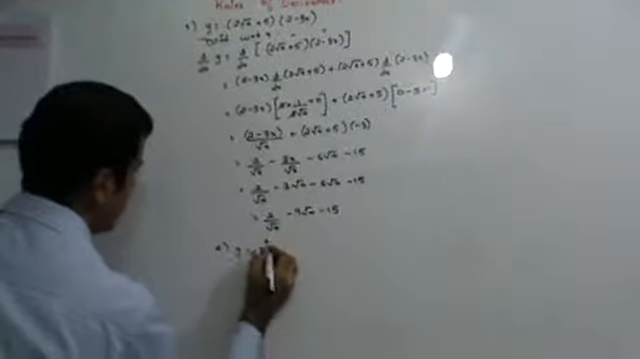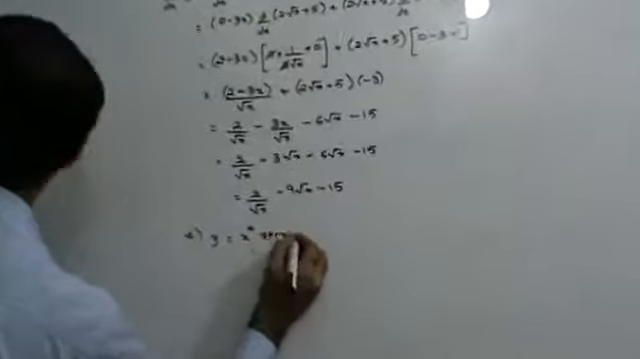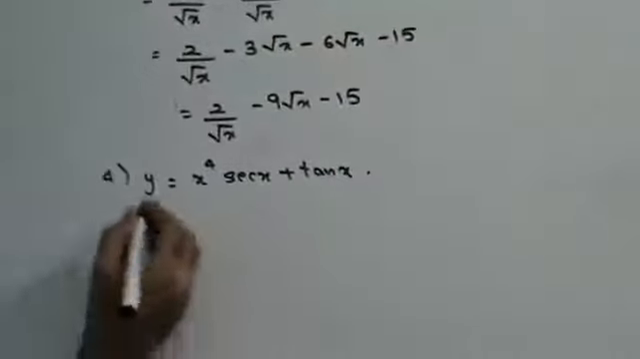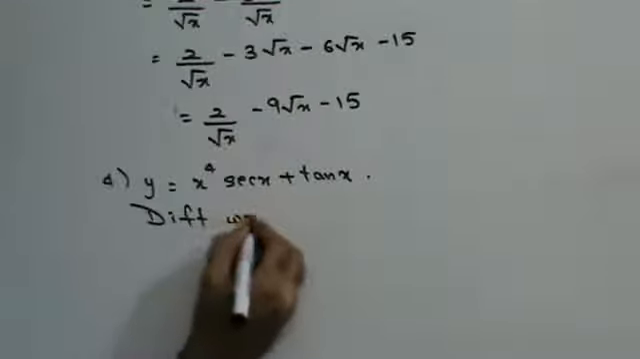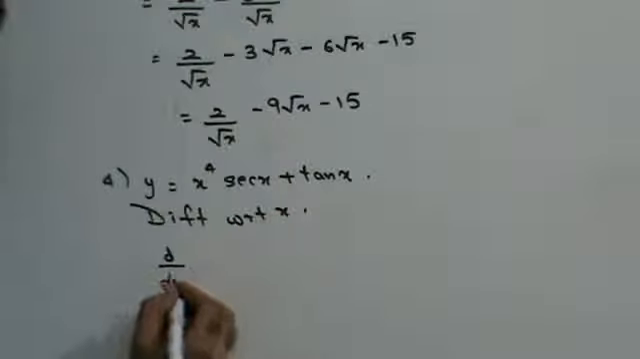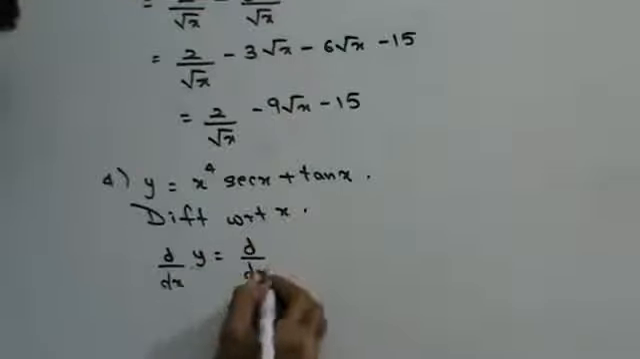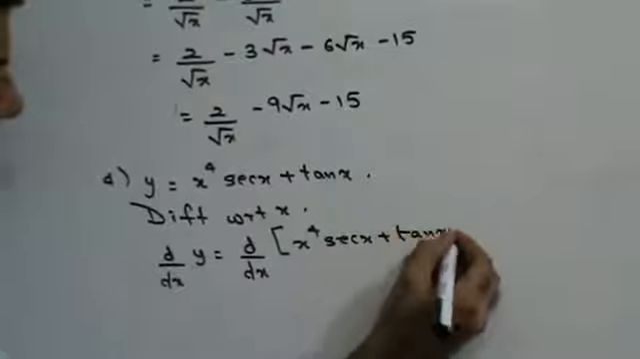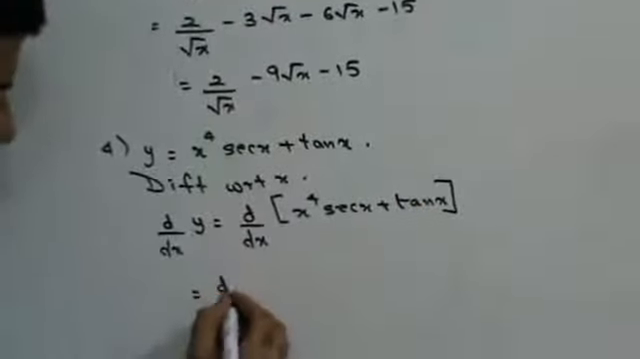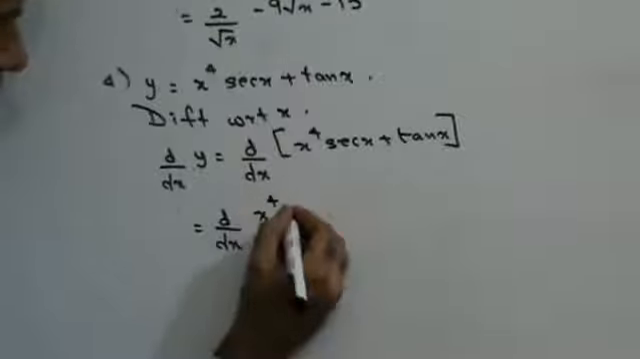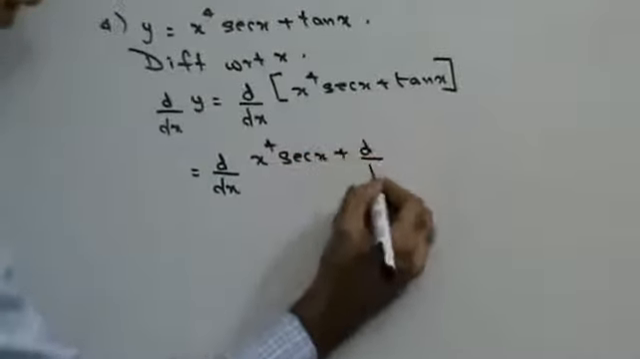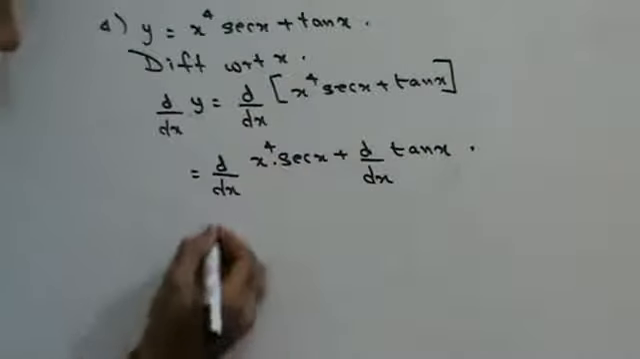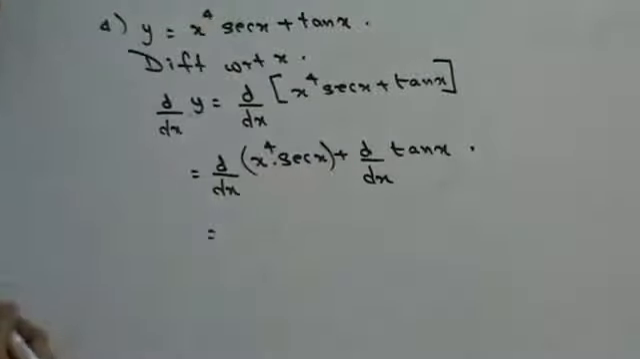y is equal to x raised to 4 sec x plus tan x. Same thing, differentiate with respect to x, multiply both sides by d by dx. So you will get d by dx of x raised to 4 sec x plus tan x. Now here open the bracket, d by dx of x raised to 4 sec x plus d by dx of tan x, right? Since there is multiplication between two terms here, you will use the UV formula.